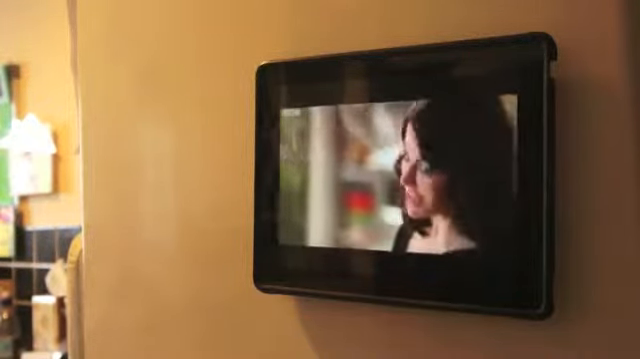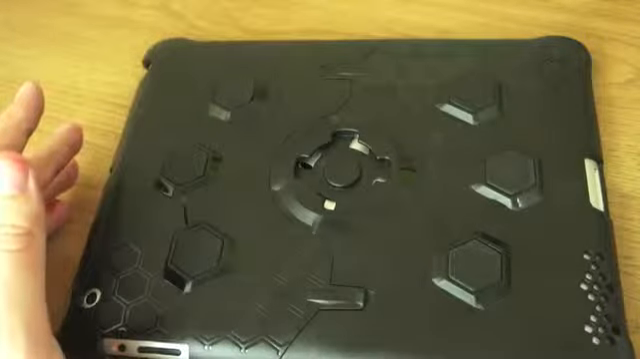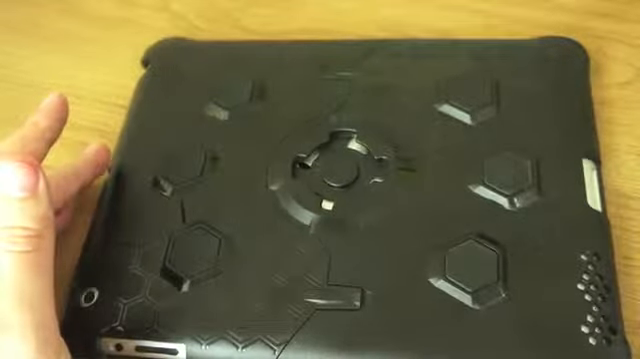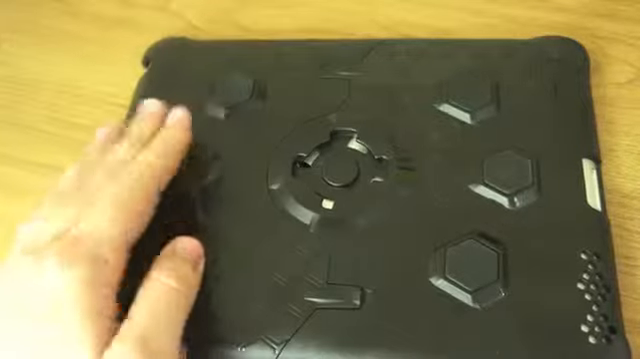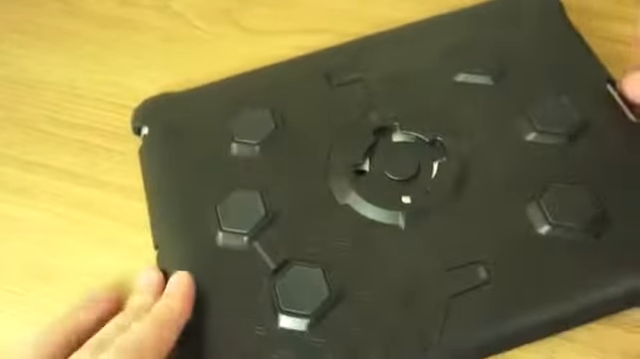You can just stick it onto your surface and the magnets will hold it in place. They're very strong magnets. I've used it on my fridge a few times when I've been looking at recipes while I'm cooking. It's a very, very useful feature to have, even if you just want to watch videos while you're in the kitchen on your own, for instance.